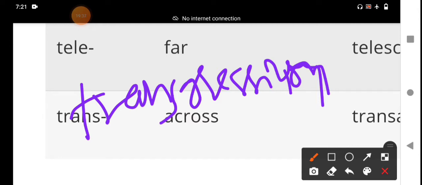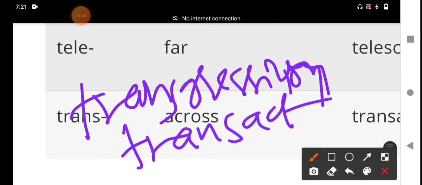Trans. For example, transact. Transact means conduct business. Transacting. In banking, we are transacting, withdrawing an amount, depositing an amount. That is the transaction.